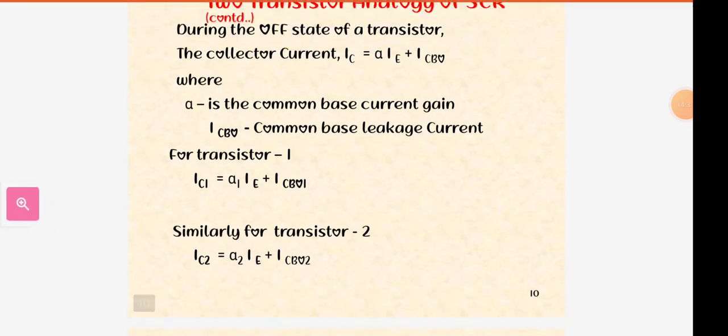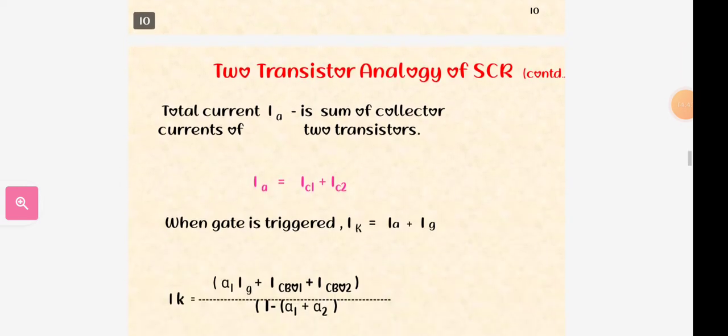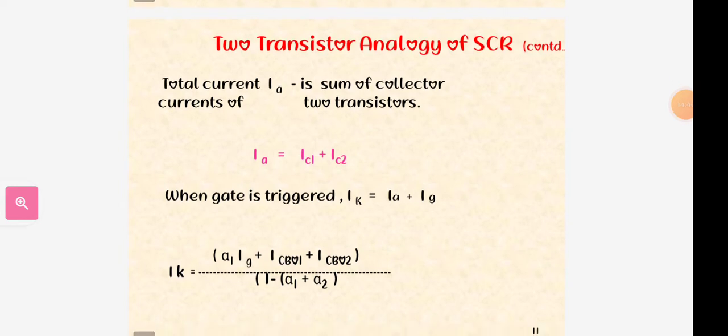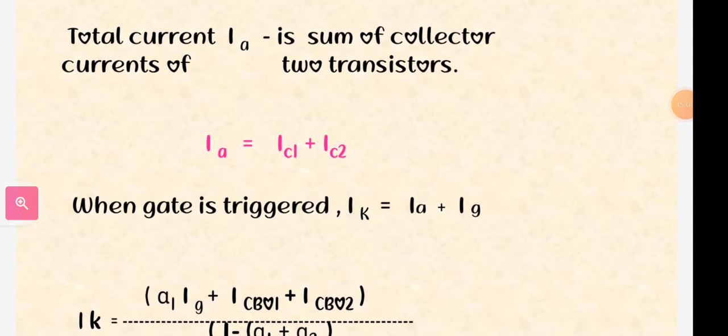And finally, the IC2 current is equal to alpha 2 times IE, the emitter current, plus ICBO2, meaning the collector and base current. So in this two transistor analogy of SCR, the total anode current IA is the sum of the collector currents of the two transistors. So IA is equal to IC1 plus IC2, the collector 1 current and collector 2 current.